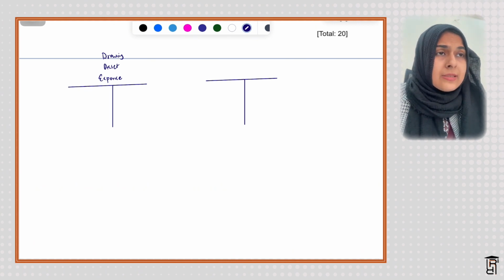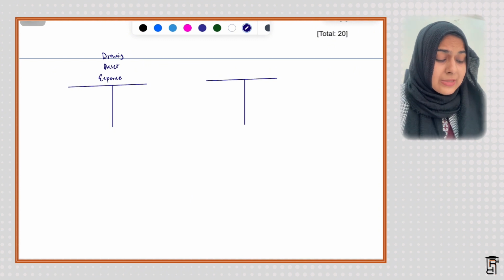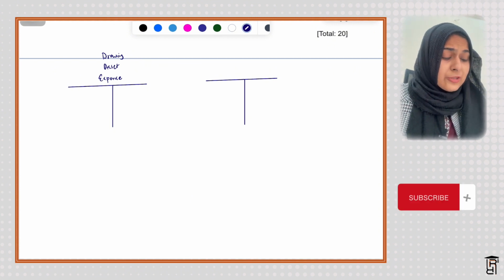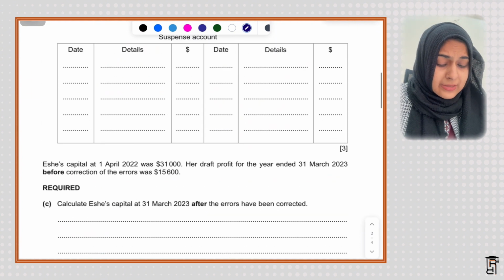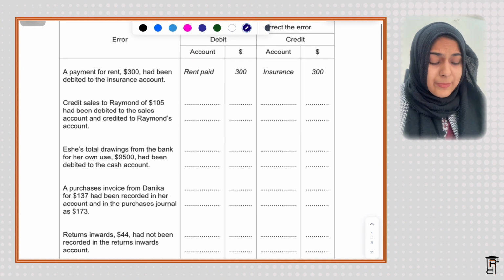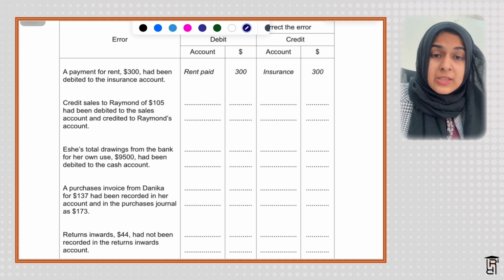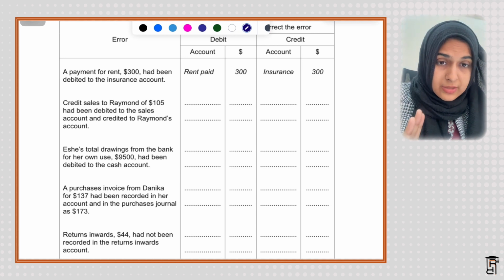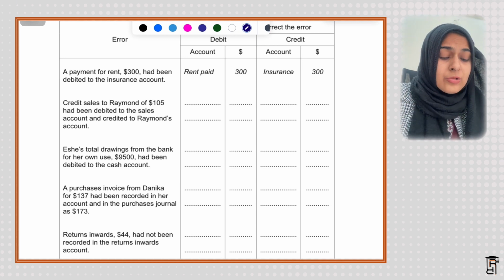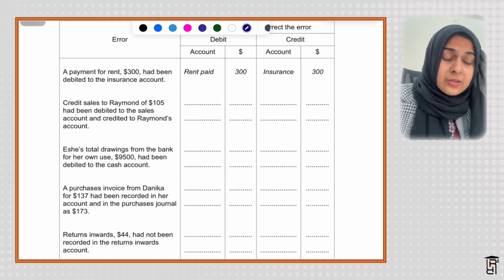So, let's say it's discount received, you need to show a discount received and record that, so you need to credit the discount received account. So incomes, liabilities and capital, effect is shown on the credit side and effect is removed from the debit side. If you read the first error here, a payment for rent 300 had been debited to the insurance account. Rent is also an expense, insurance is also an expense. If you put this in the insurance account, that means you have debited the insurance account. So now you credit the insurance account and debit the rent account. You'll show effect in the rent account and remove effect from the insurance account.